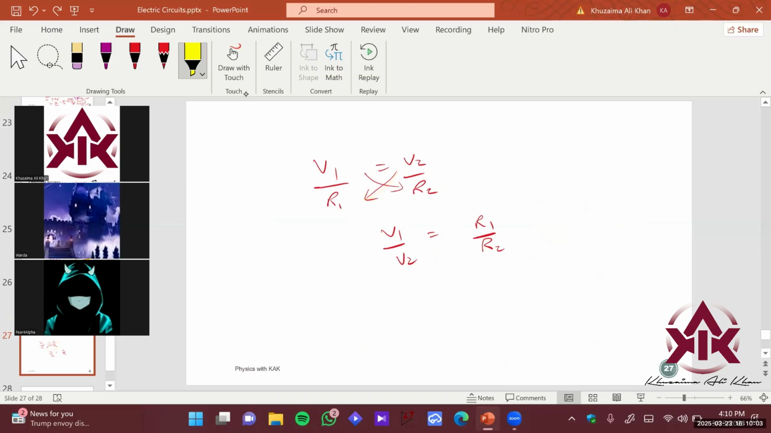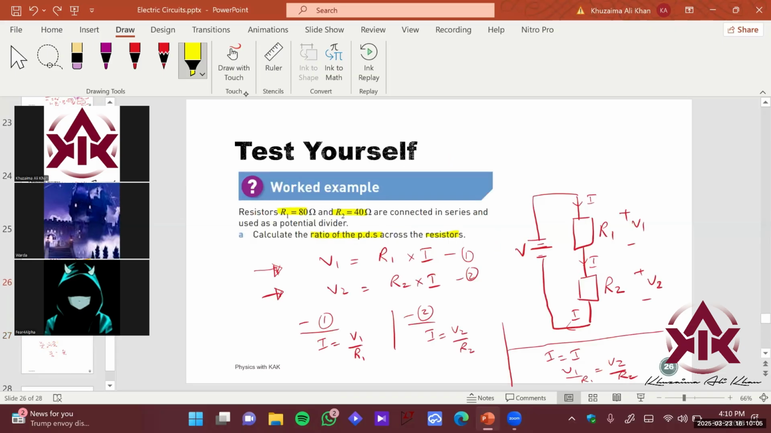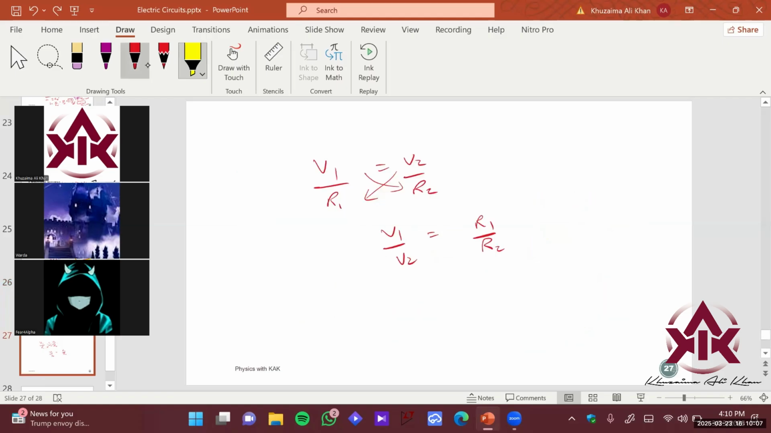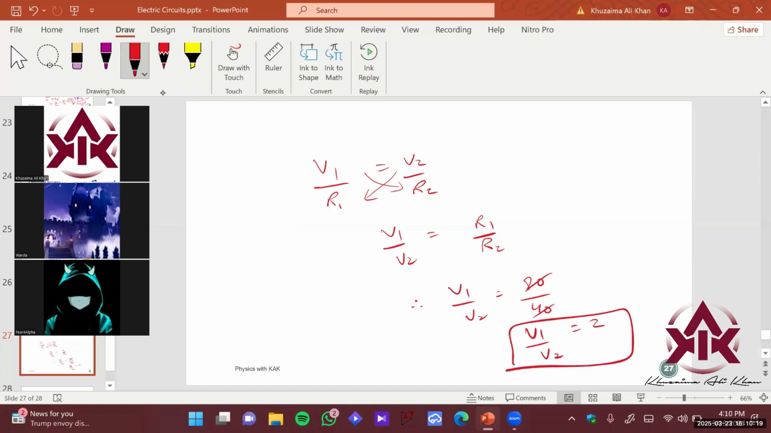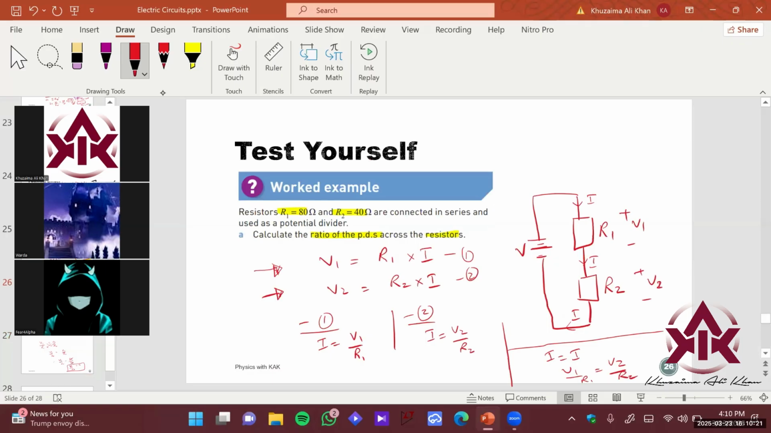So you know the resistance values which are given to you, that is, R1 is 80 and R2 is 40. Therefore, V1 upon V2 is 80 upon 40. So the voltage drop ratio is going to be 2, right? It means that V1 is going to have twice the drop as compared to V2. Yes, the answer is 2.